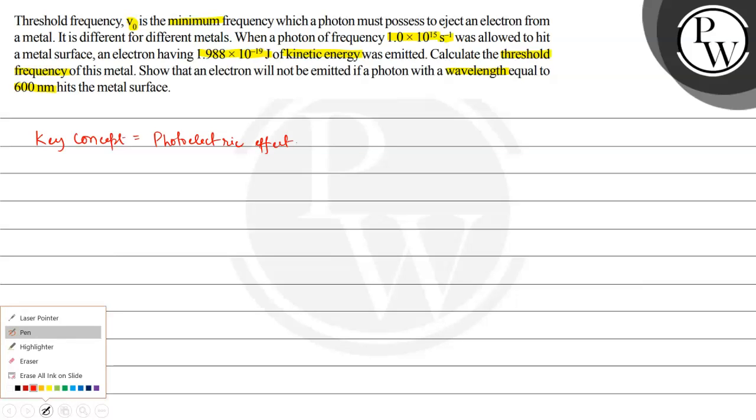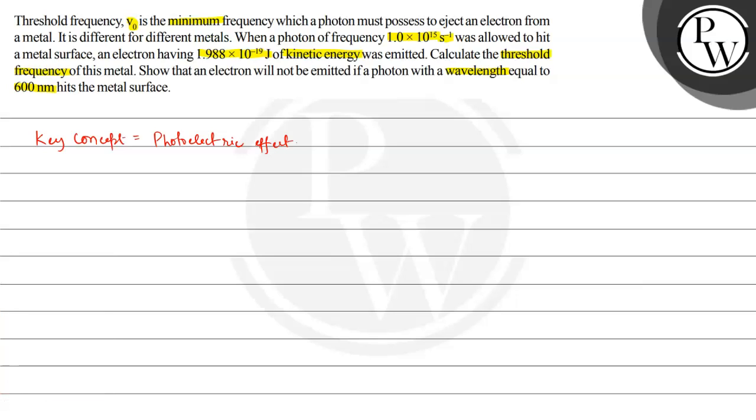So यहाँ पर हमारे पास given क्या है? So जो given है that is the frequency of photon, that is nu is equal to 1 into 10 to the power 15 hertz or second inverse. Alright, and जो kinetic energy of electron है that is given as Ke equals 1.988 multiplied by 10 raised to the power minus 19 joule.